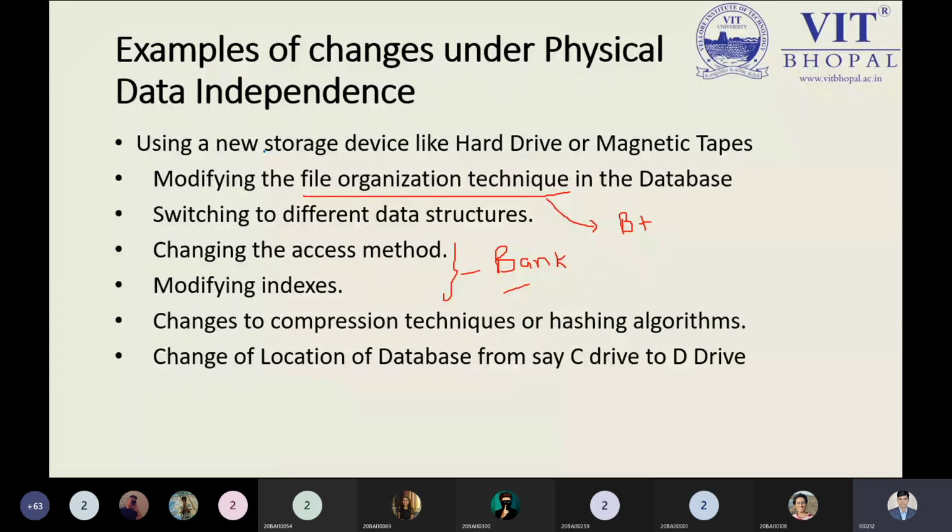If it is changed, then what happens? I'm not following the data independence. So that is the beauty of the database management system. We have data independence features. So that is a point.